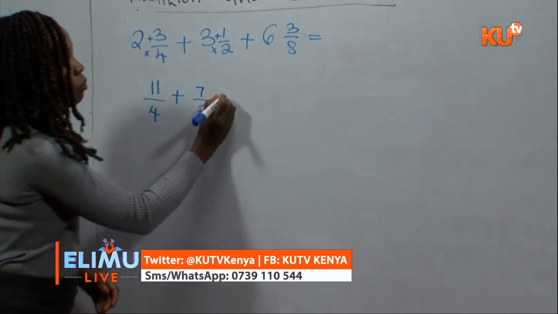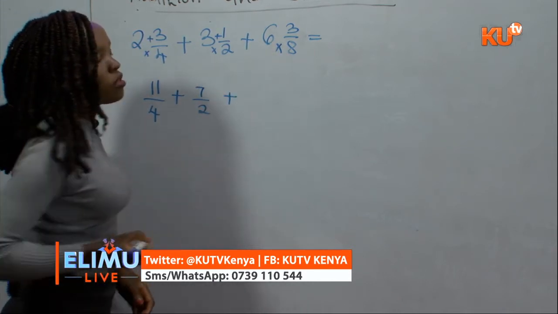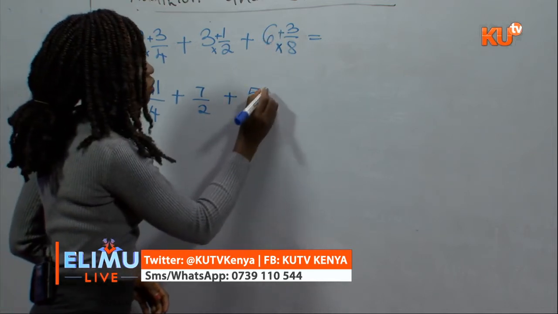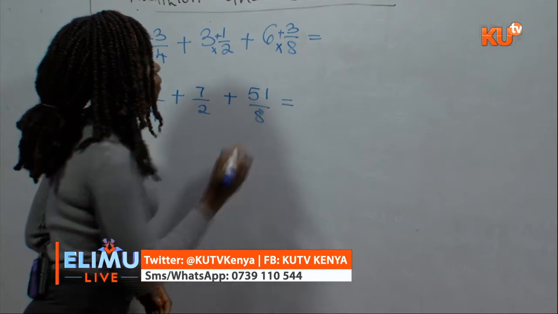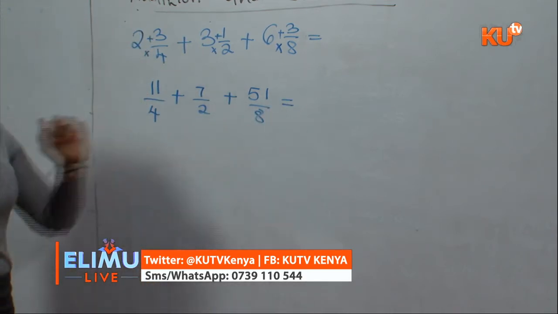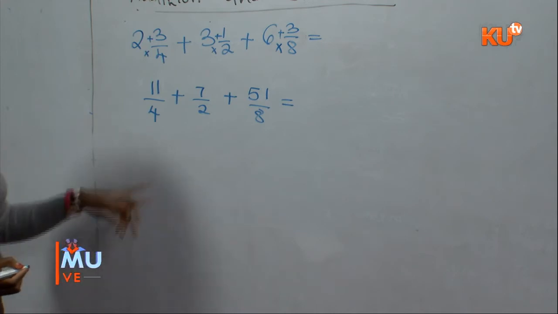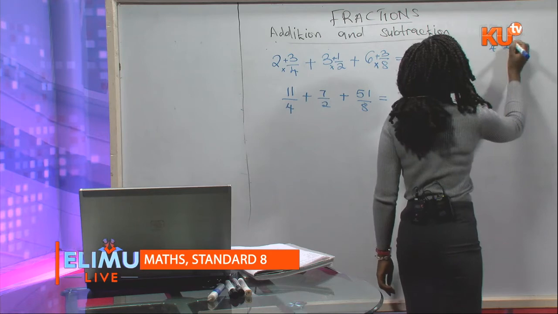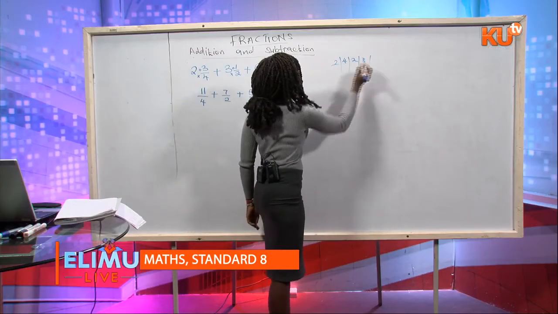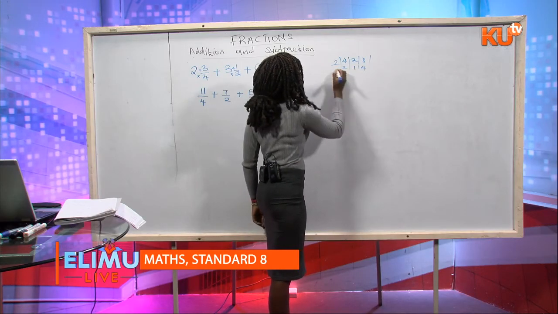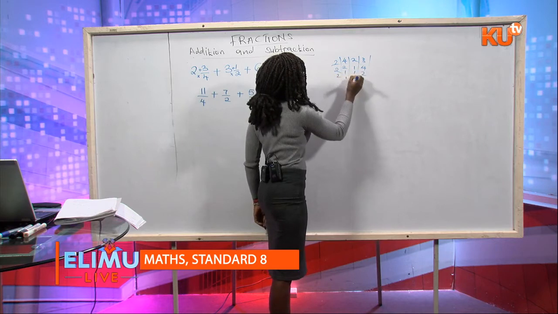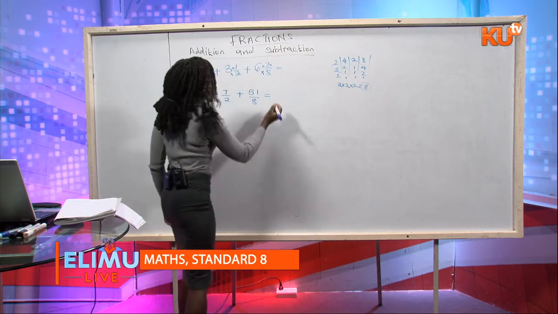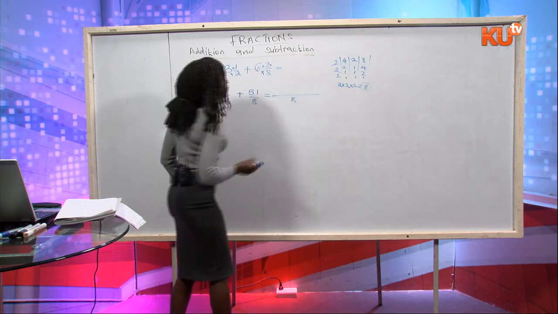7 halves plus 6 times 8 is 48. 48 plus 3, we get 51 over 8. So we have denominators 4, 2, and 8. We get the LCM of the 3 digits, 4, 2, and 8. It is 2 times 2 times 2, which is 8. So I'm going to use 8 as my LCM.